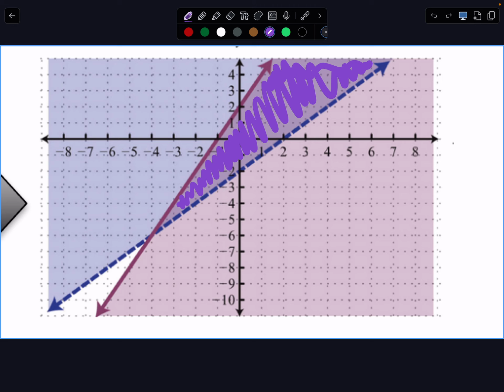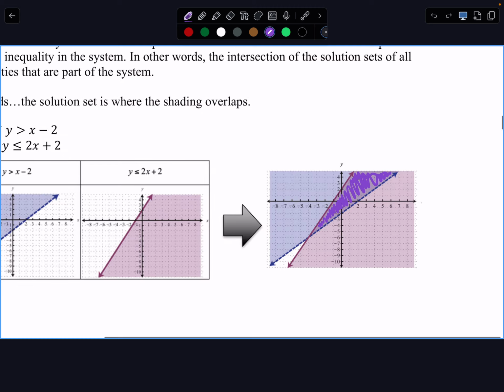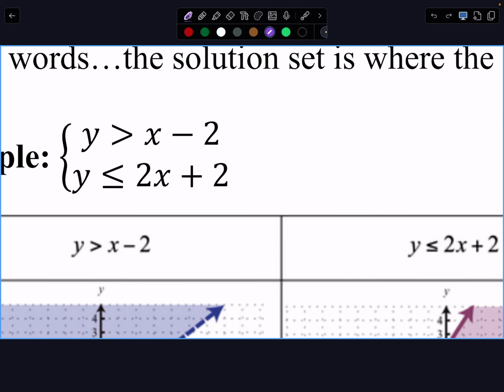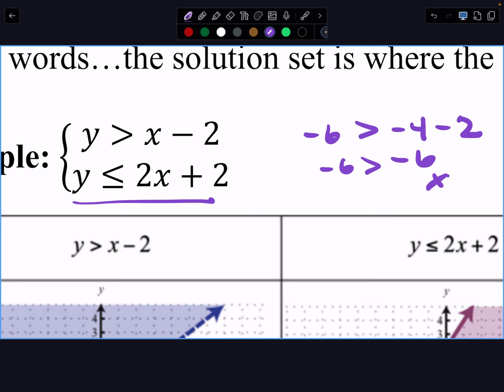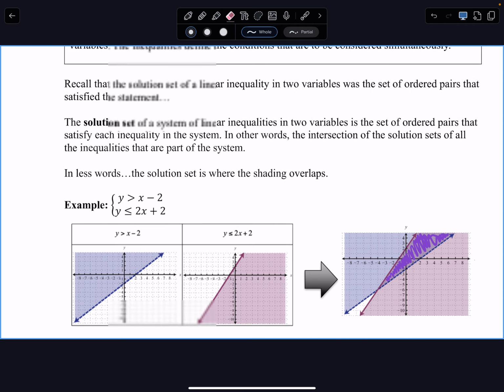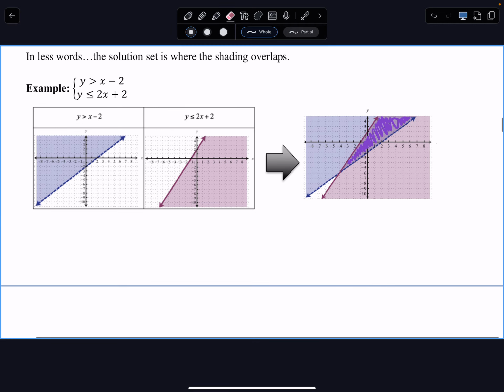That point of intersection looks like it's -4, -6. So if we go back to the inequality and plug in -4, -6, -6 is greater than -4 minus 2, you'd get -6 is greater than -6, and that's not true. But it would satisfy this inequality. Does that make sense? Are you guys okay with that? Are you okay with that, Owen? Okay.